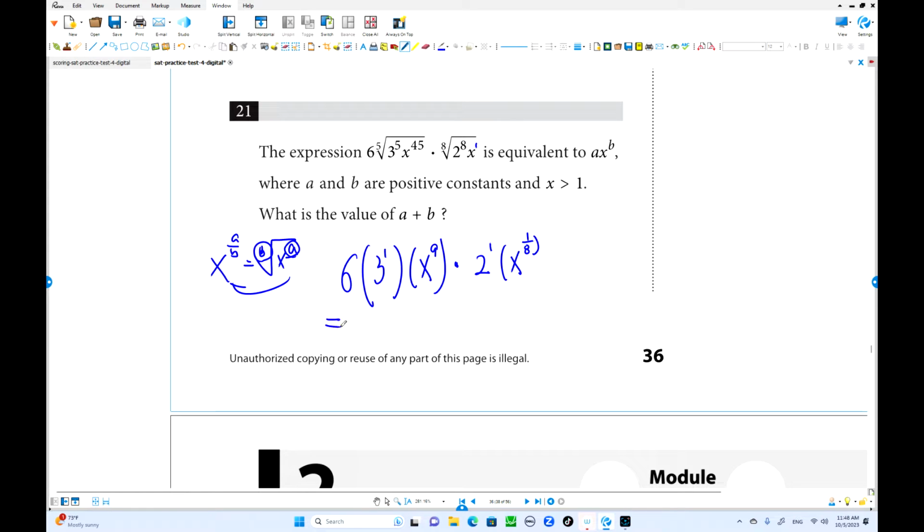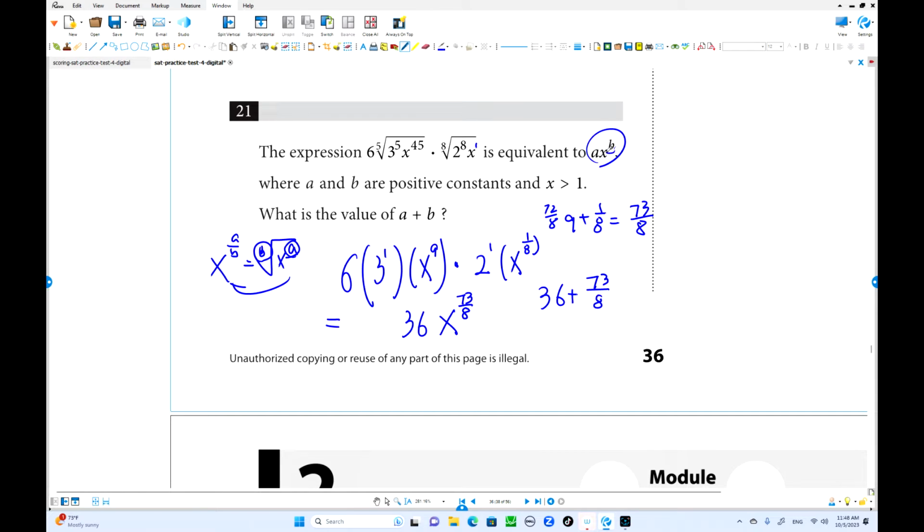That's right. Now simplify this one. 6 times 3 times 2 is 36. X to the what? 9 plus 1 over 8. 9 plus 1 over 8 equals what? 73 over 8, right? Because this is what? 72 over 8, right? 73 over 8. Okay. So what is the value of A and B? It's same form of here, right? A equals 36. B equals what? 73 over 8.